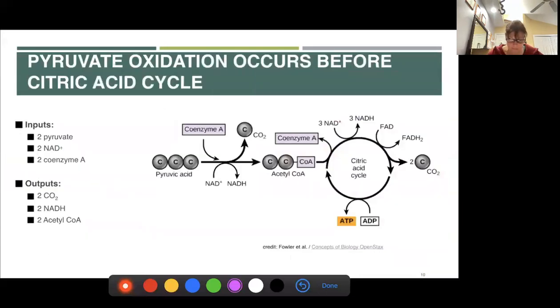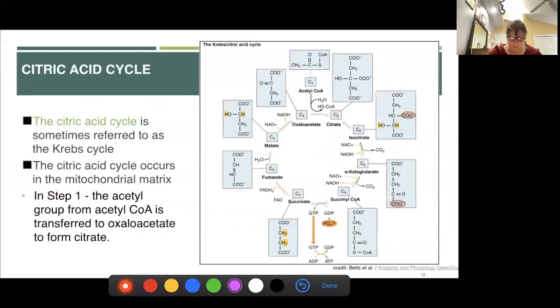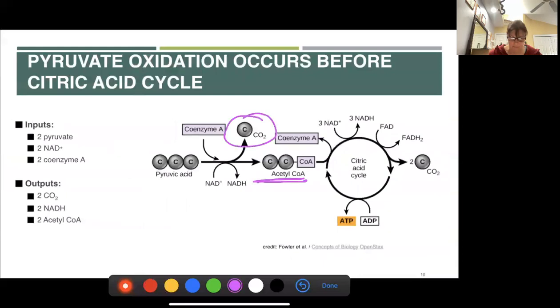And here's another picture of this. So we have our pyruvate, coenzyme A. We pull off our CO2. We are then going to take our acetyl-CoA, and acetyl-CoA is then going to go into the citric acid cycle. All right, so I'm not going to draw the intermediate step, because this is pretty clear what we're doing.